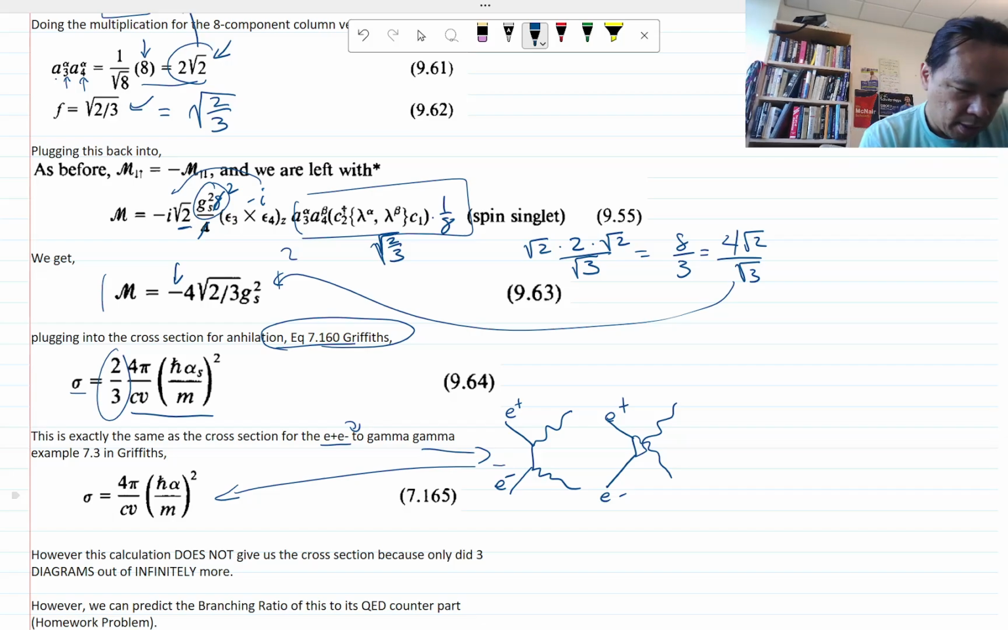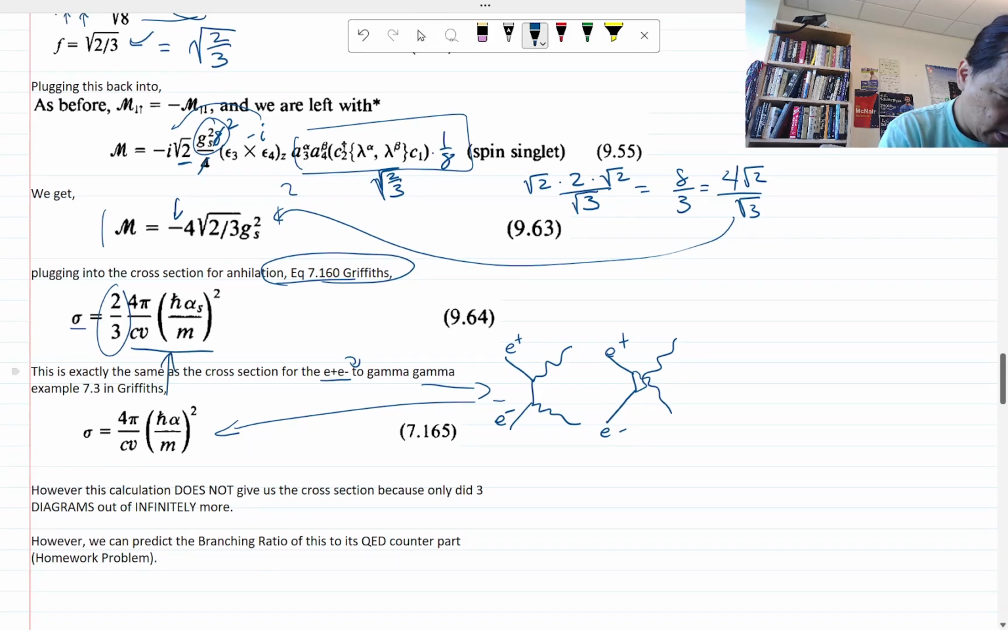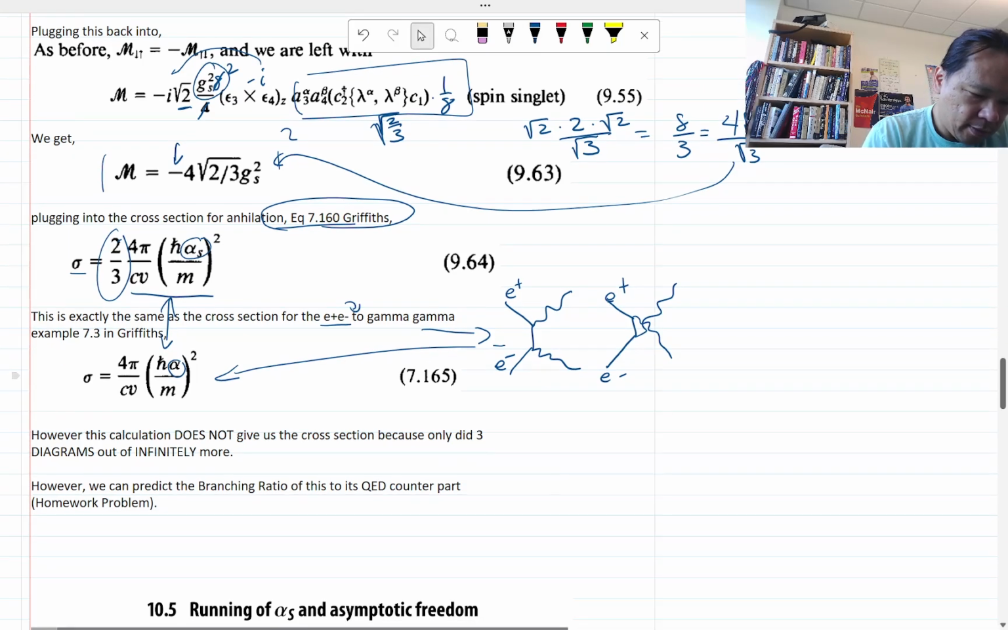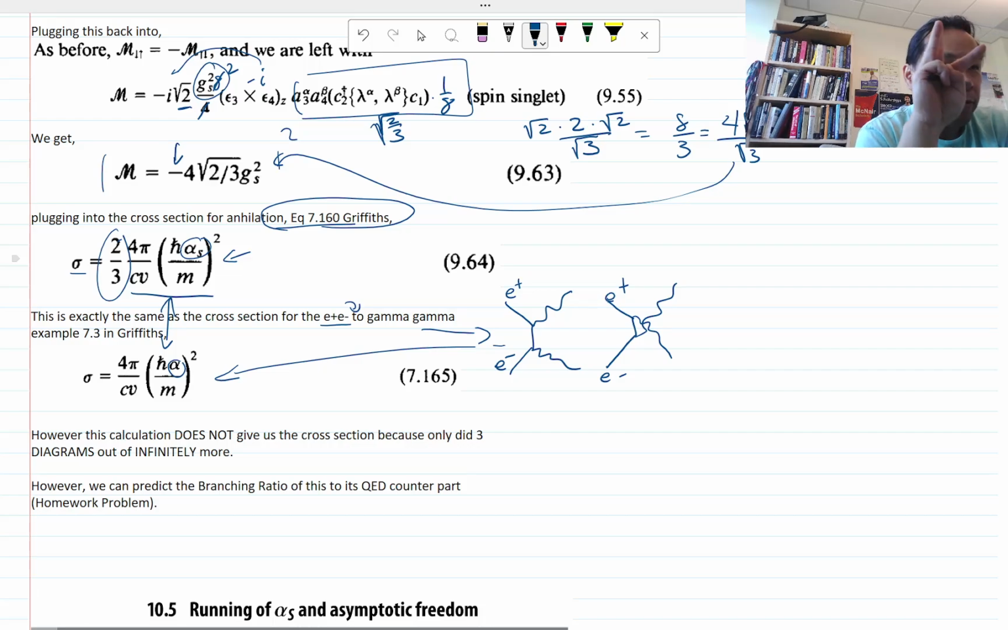The reason we're trying to compare these is because notice that these are the same as each other, except the difference is 2/3 and the coupling constant, okay? In fact, the calculations for this doesn't actually give us the actual cross section for the strong version because we only calculated 3 out of an infinite number of diagrams, okay? The reason we're comparing this to the electromagnetic version is because, let me just do an example quick.